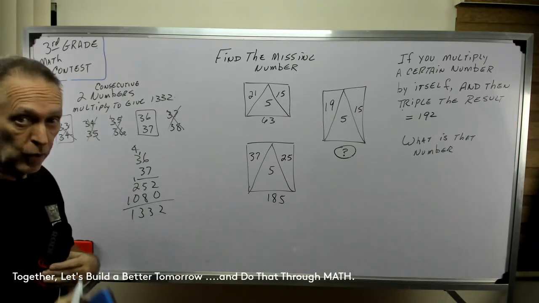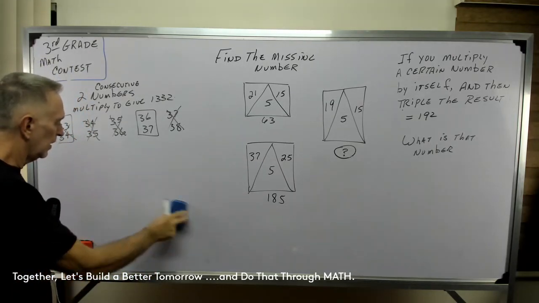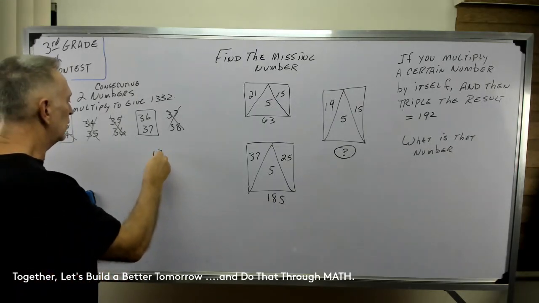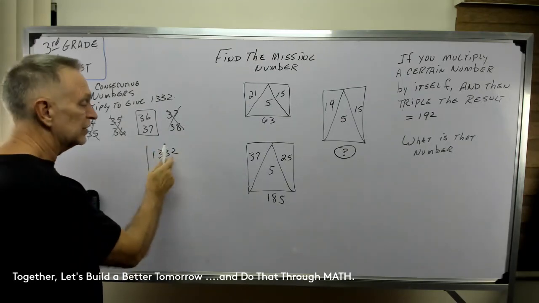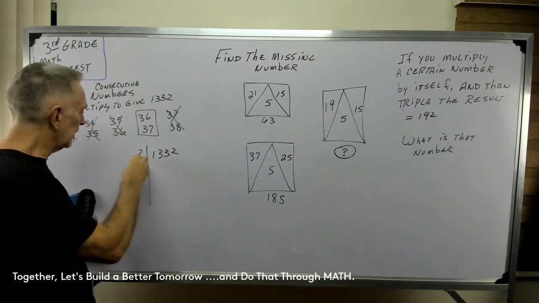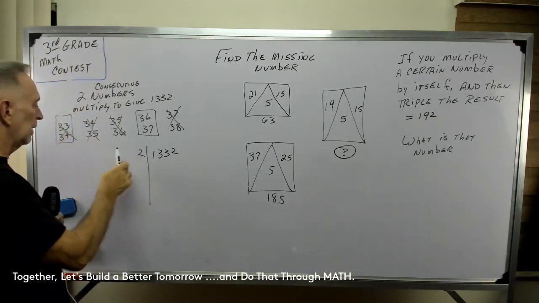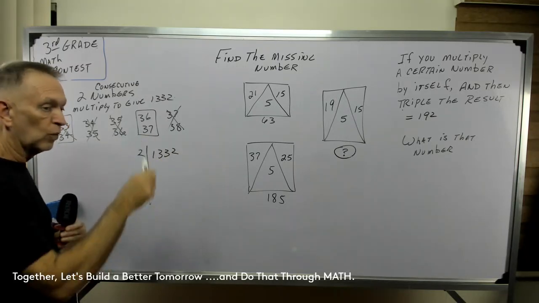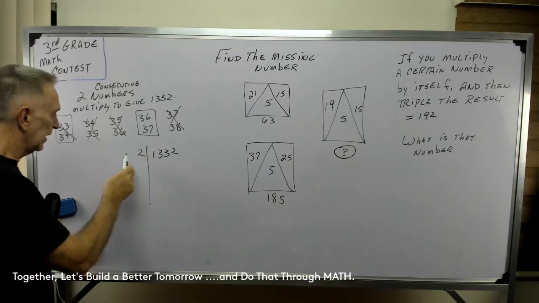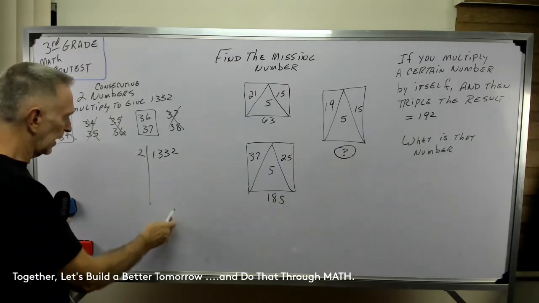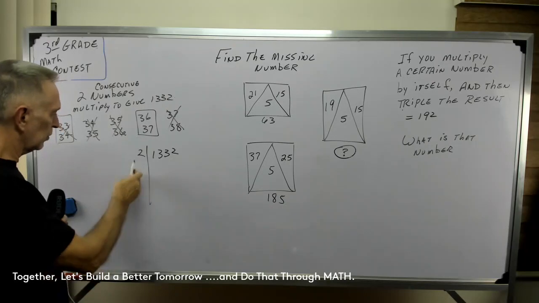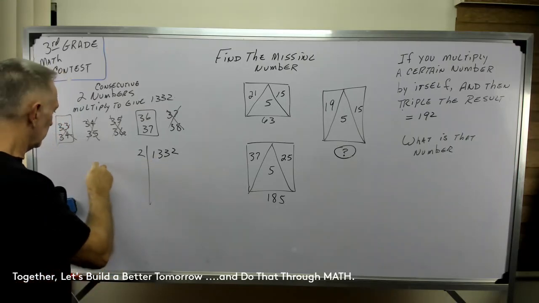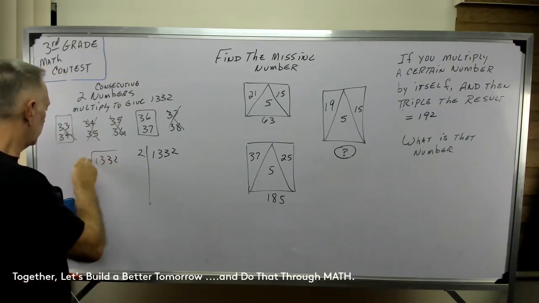Now, another way to do that, there's a prime number method. So I could take 1,332, since it's an even number, I can divide that by 2. I'm trying to get a list of prime numbers. I'm trying to divide this all the way down to the number 1. Okay? That's my plan. And after doing that, I'll have a list of prime numbers that multiply together to give me 1,332. So 1332 divided by 2.